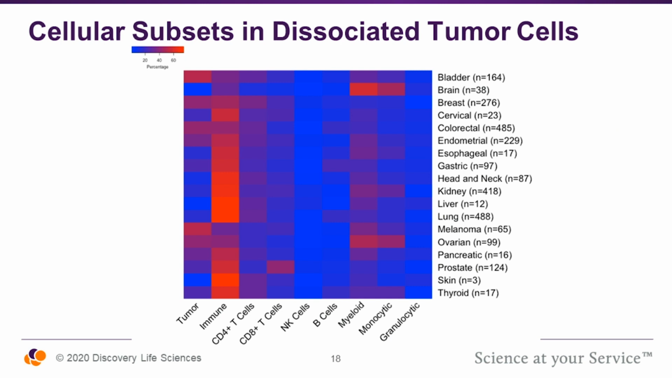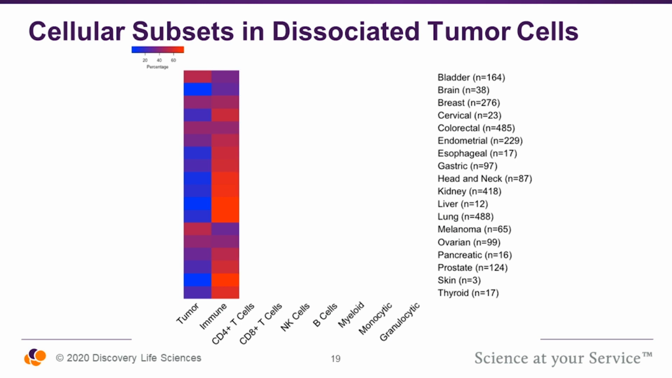At this point, we have analyzed over 2,500 unique primary tumor samples. This is a heat map showing the average of each of the cell types that we do characterize across almost 20 different indications. And we're going to go through this heat map a little bit more closely over the next couple of slides. This does not include any of our normal tissue, our autoimmune tissue, or our metastatic melanoma.